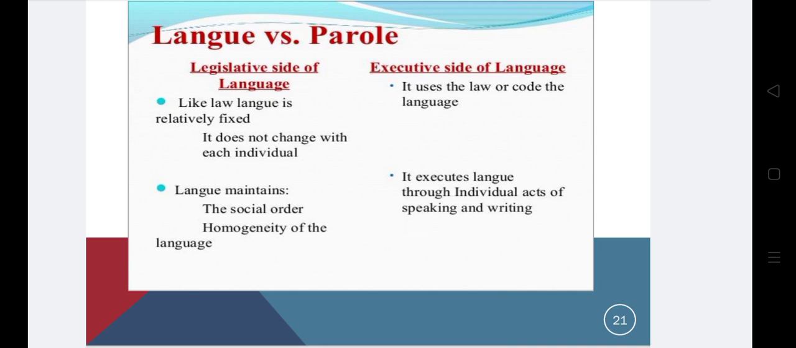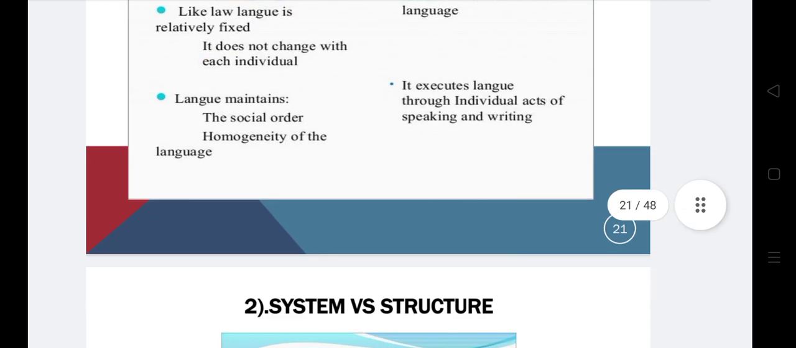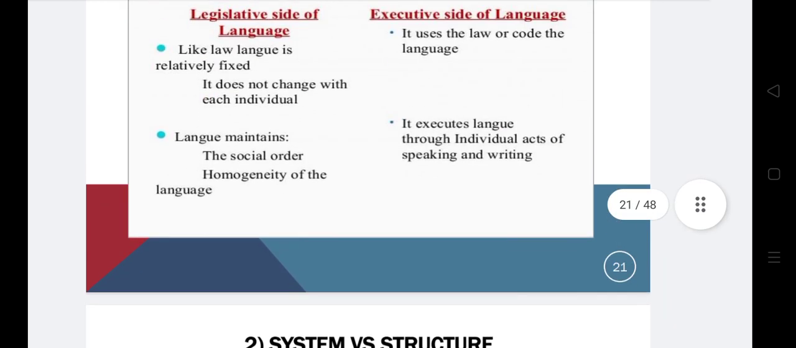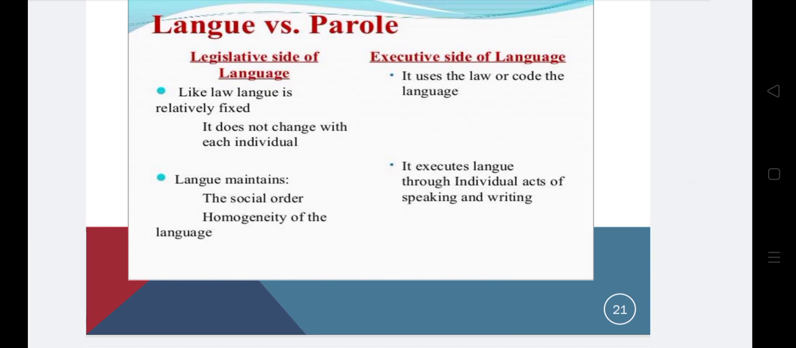Langue is relatively fixed, it does not change with each individual, whereas parole uses the laws and codes of the language. Langue maintains the social order and homogeneity of language, whereas parole executes langue through individual acts of speaking and writing. So this is all about Langue and Parole.